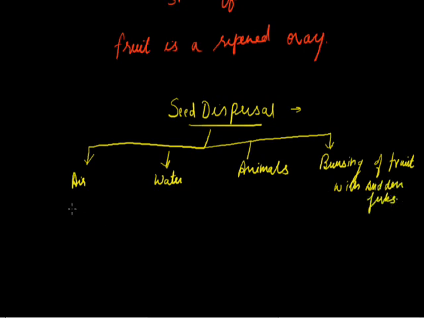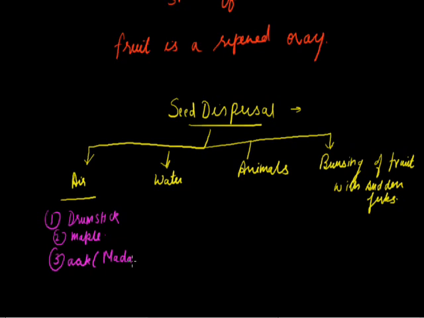The common examples for the seeds which are spread by air are seeds that actually have wings so that they can easily be carried off with the air current. The common examples are seeds of drumstick, maple, arak, which we can also call madar, and also the hairy seeds of sunflower. They get blown off with the wind to far off places.